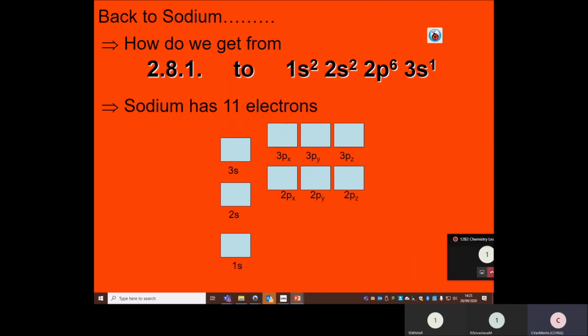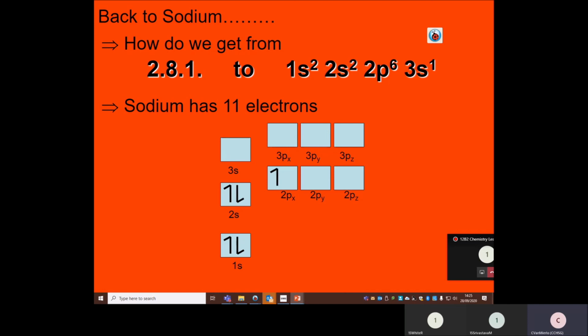So, lots of diagrams. Just to show you then, before we finish, how we get from 2,8,1 to the electron configuration I showed you at the bottom. So, applying our rules, we're going to put our 11 electrons in from the bottom, and we're going to spin pair. Then we can fill up the next shell. So we put them in there, spin pairing.